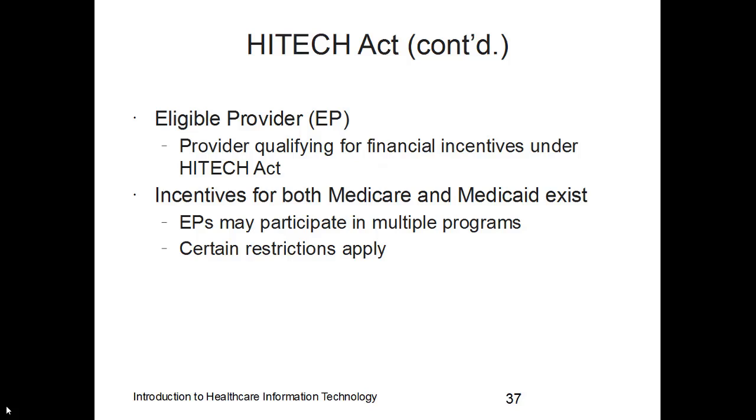Now, if a healthcare provider has shown that they are proficient in using the EHRs effectively, they can be given financial incentives and listed as an eligible provider, or EP. And there are also incentives that are available for both Medicare and Medicaid. And eligible providers may participate in multiple programs. So a healthcare provider may be an eligible provider for both Medicare and Medicaid and receive more than one kind of financial incentive. But there are certain restrictions that do apply.